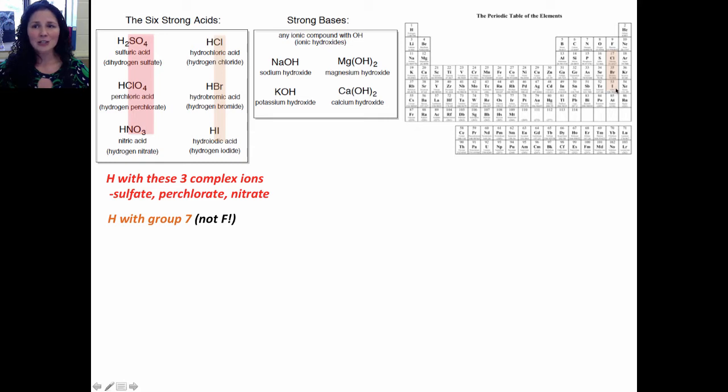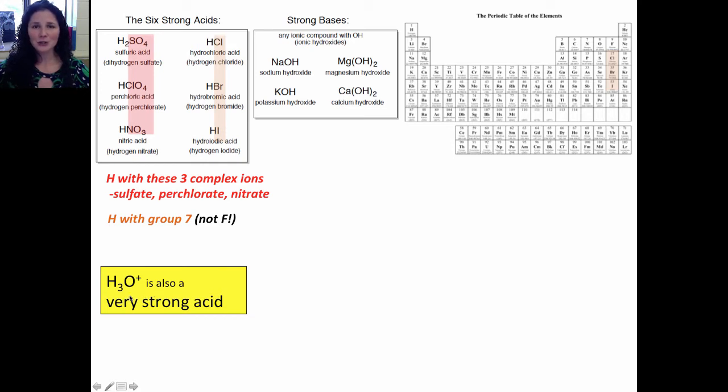Hydrogen iodide is the strongest in the series, and hydrogen fluoride is too weak to be considered a strong acid. There's one more thing I would like you to know. Hydronium, or H3O+, as well as hydrogen ion, or protons, are also very strong acids. All of the strong acids produce this very strong acid when they're exposed to water.